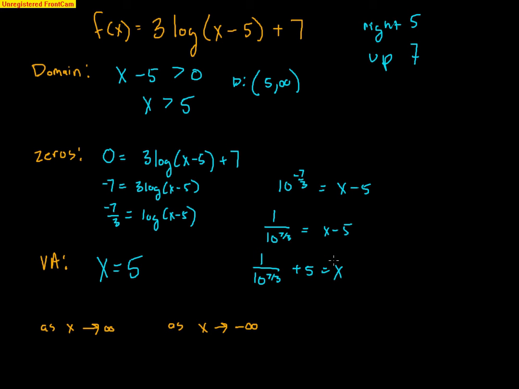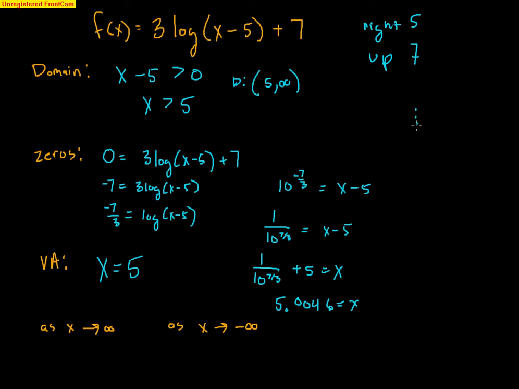And you could get an approximation of that on your calculator if you just do 1 divided by 10 raised to the 7/3. And that's a very small number, by the way. I mean, think about it. 10 raised to 7/3 is a very, very big number, so its reciprocal is tiny. It's actually 0.0046. Add 5 to that, you get 5.0046. So remember, I have a vertical asymptote at 5, and my x-intercept is going to be very, very, very close to that. It's at 5.0046, which means that my graph intercepts the x-axis right after it.